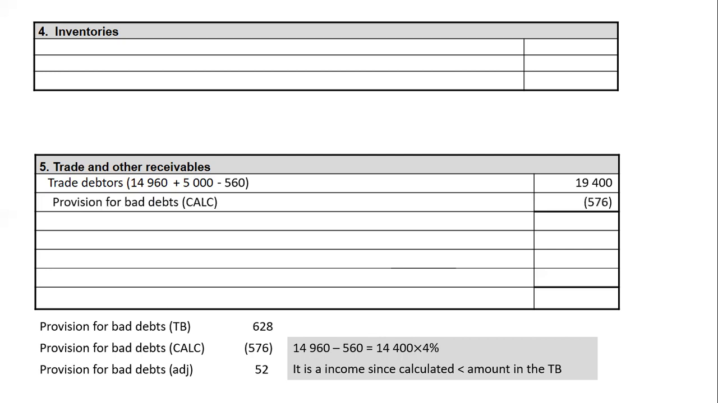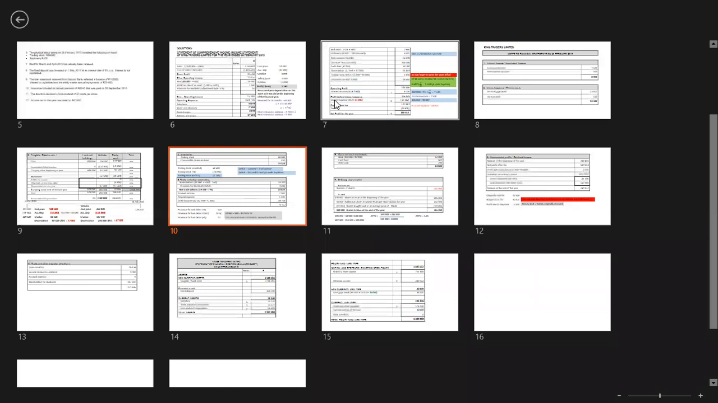It will be 576, making your net trade debtors to be 19,400 minus 576, actually not 776, it's 576. It'll give you 18,824. Note that that income which is calculated of 52 rands will be recorded in our income statement. We're going to record it in our income statement as income.